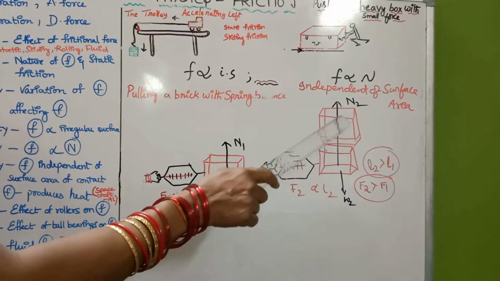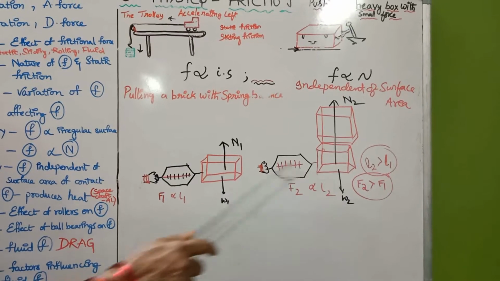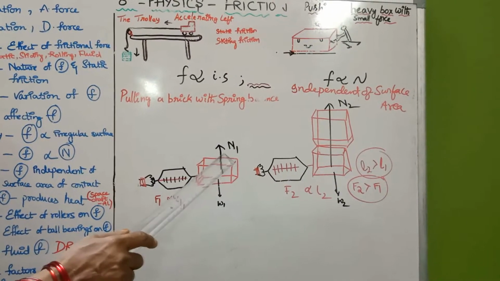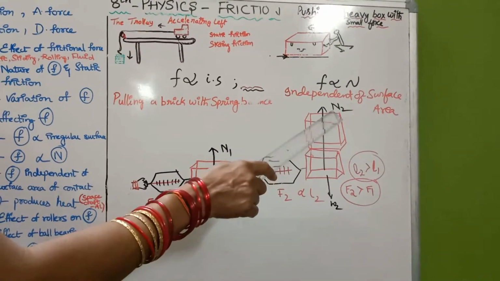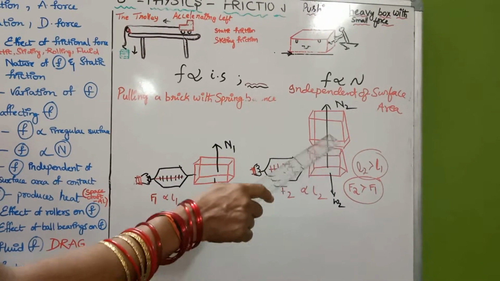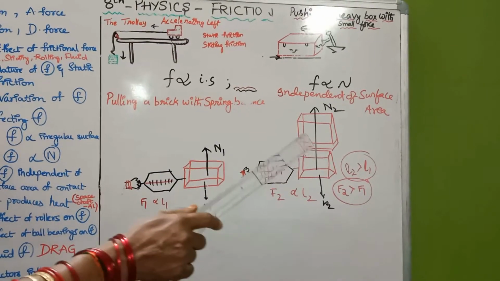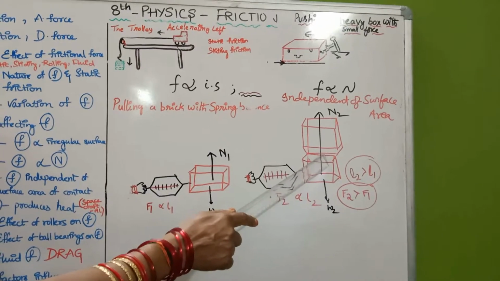So when the weight increases, automatically frictional force also increases. Here with only a single brick, the weight is less, so the normal force is less. Here two bricks are there, so when the weight increases, automatically the normal force increases. The force needed to make the two bricks move automatically increases. So this indicates that frictional force is always directly proportional to the normal force.